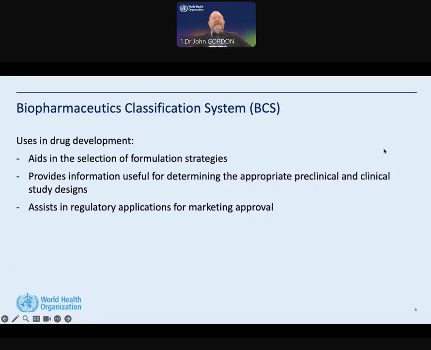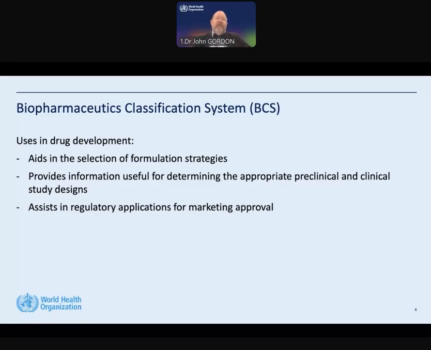So how is the BCS used? Well, it has actually many uses within drug development, right from the very beginning through to the final marketing approval of a product. The BCS classification of an API can be very important for manufacturers when they're developing their products, because the characteristics of the API will determine the formulation strategies that they need to use to deliver that API to the systemic circulation from their product.